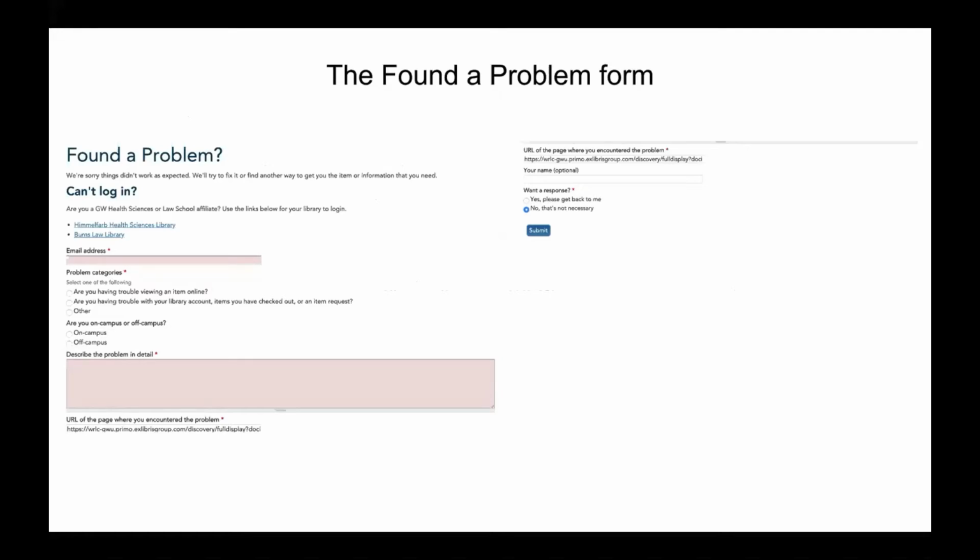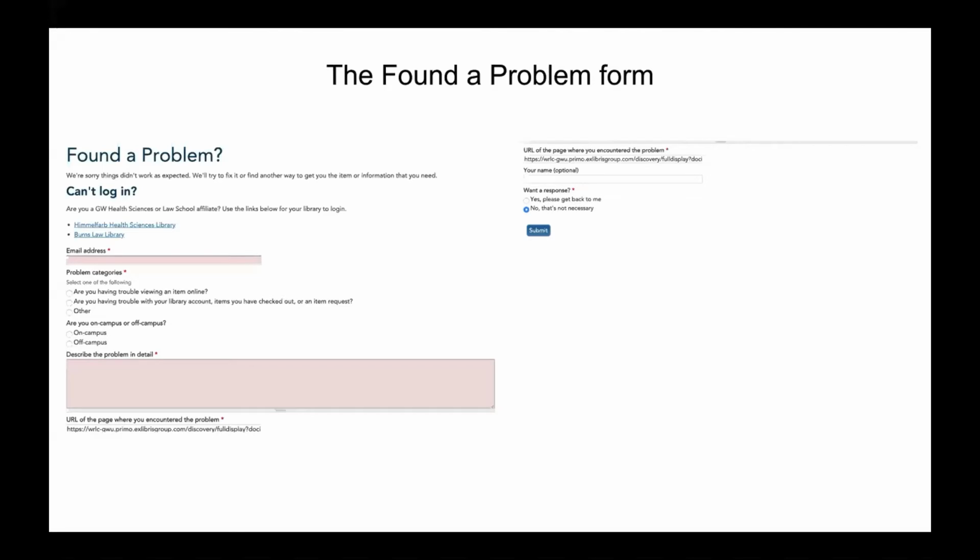As you can see, we've added a couple of links at the top to cover users who accidentally logged into our Primo when they wanted the law or medical schools instead. This is a fairly common problem here.